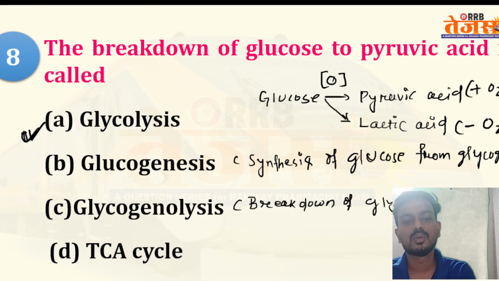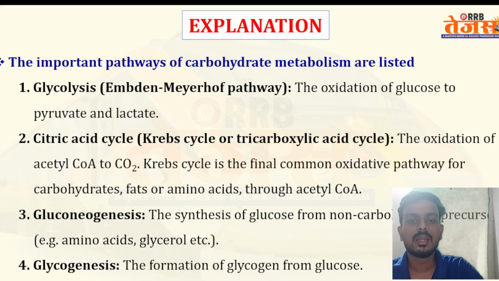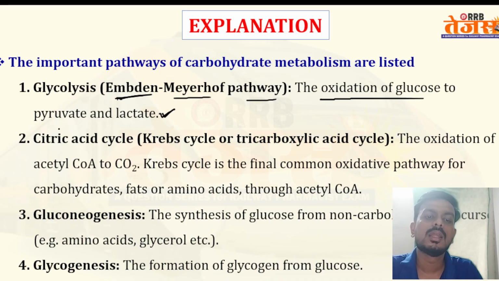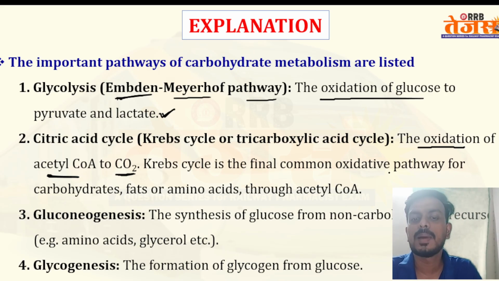In the TCA cycle, there is a release of energy. Glycolysis is the oxidation of glucose; this is also known as the EMP pathway, Embden-Meyerhof pathway. This means the oxidation of glucose to pyruvate and lactate. Next is the citric acid cycle, or Krebs cycle, or tricarboxylic acid cycle: the oxidation of acetyl-CoA to carbon dioxide. Krebs cycle is a final common oxidative pathway. This statement is important.